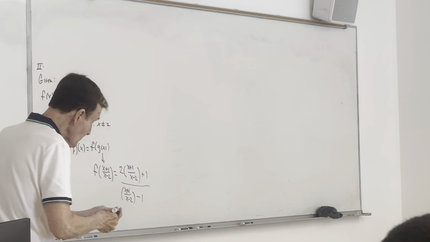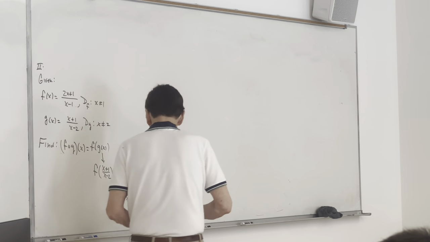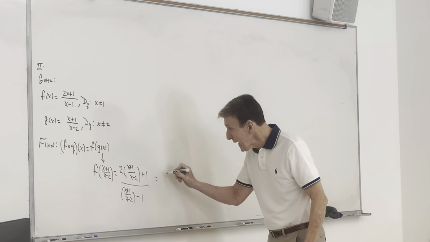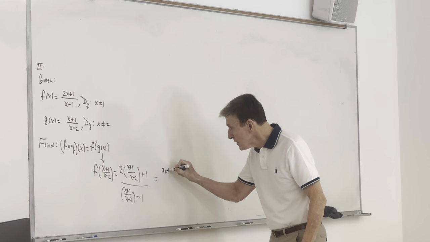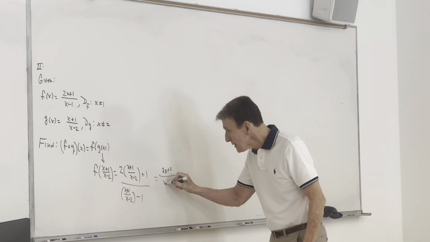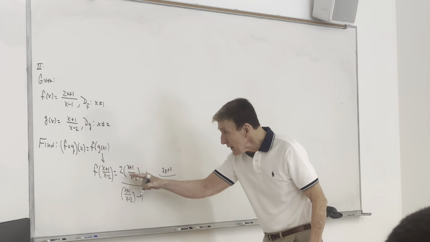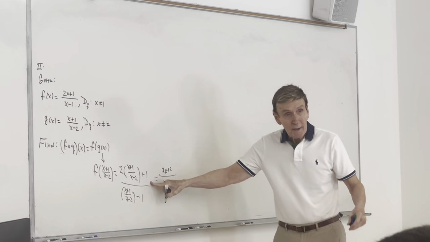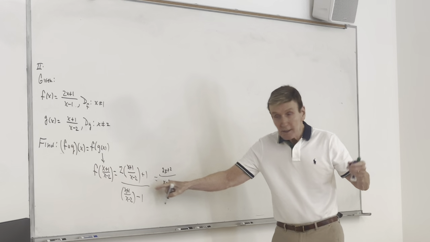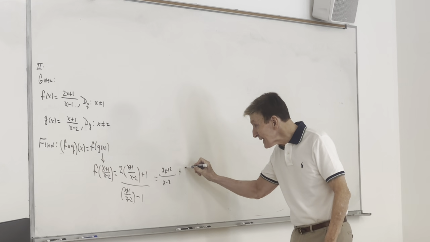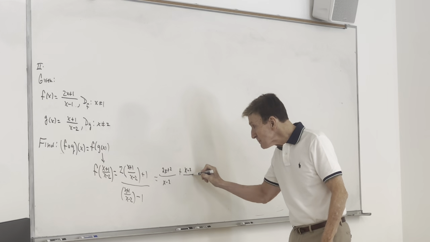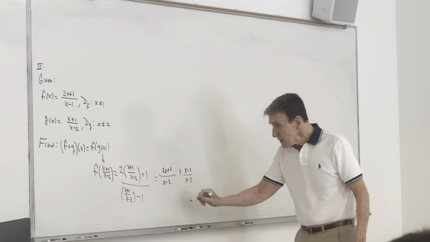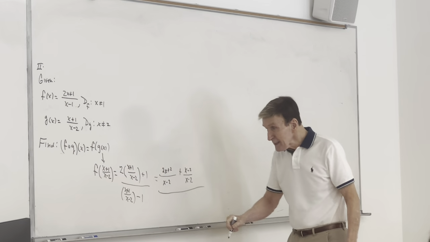Your algebra skills want to be fairly strong to clean this up. Guys, to clean this up, I'm going to first rewrite this as 2x plus 2 over x minus 2 for that part. And then I've got plus 1. I know eventually I need a common denominator. So let's write that plus 1 as x minus 2 over x minus 2. That's 1. Now let's go to the denominator and clean that up.